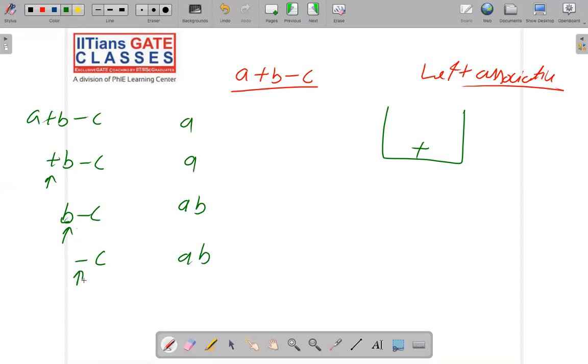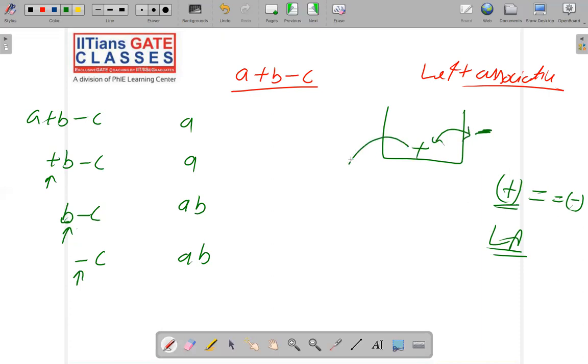Now we are on minus, and it is left associative. Plus and minus have the same associativity, and these are left associative. Left associative means the left operator will be performed first. So minus is here, and minus is getting compared with plus. So what happens in that case?